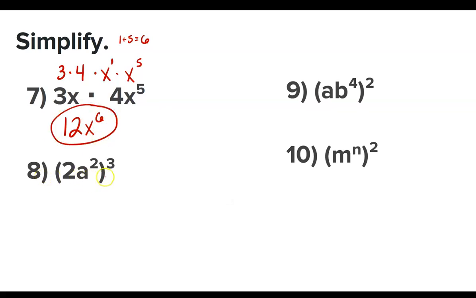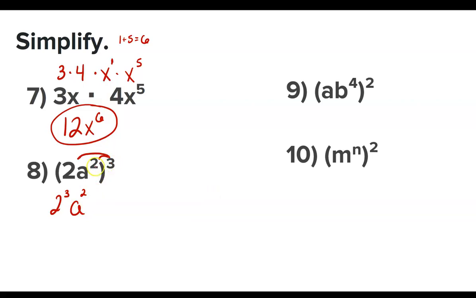For number 8, we want to give this exponent to everything inside because there is a multiplication on these terms. It would not work if it was addition or subtraction. So we have 2 to the power of 3 and then times a squared. Now how do we combine these two exponents?